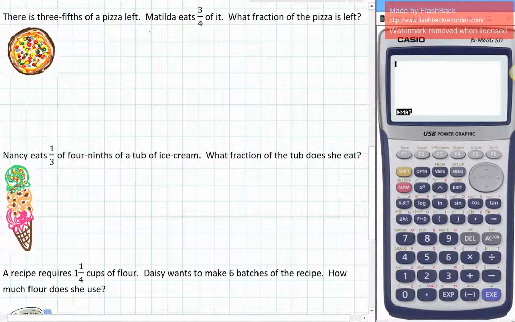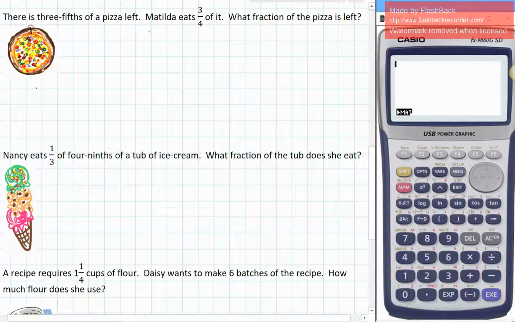Hello, in this video I'm going to show you how to multiply and divide fractions given a word problem. This first problem, there is 3/5 of a pizza left. Matilda eats 3/4 of it. What fraction of the pizza is left?